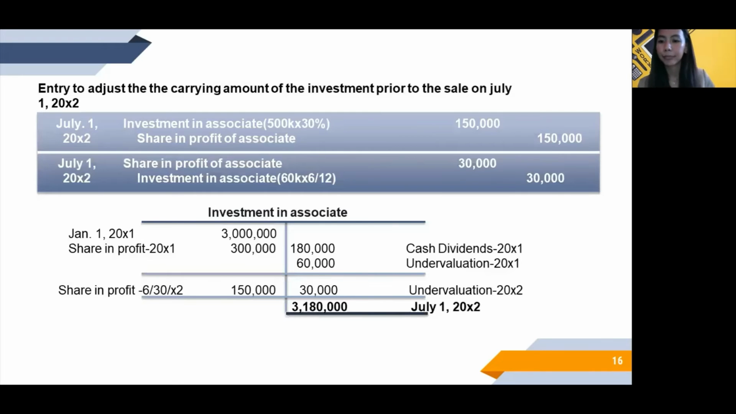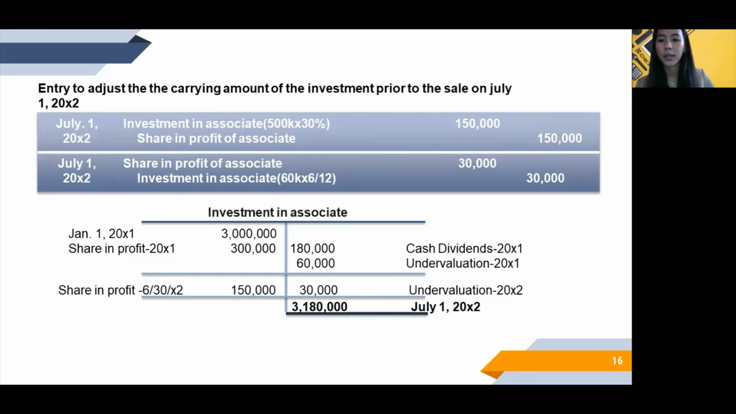So next. This entry is to adjust the carrying amount of the investment prior to the sale on July 1, 20X2. The entry is a debit to investment in associate and a credit to share in profit of the associate amounting to 150,000. We got that because we multiplied the 500,000 interim profit by the 30% interest.